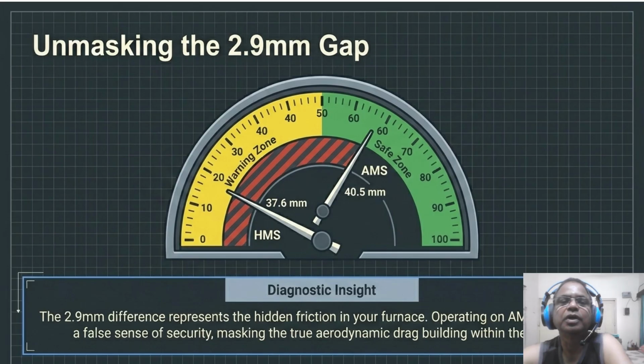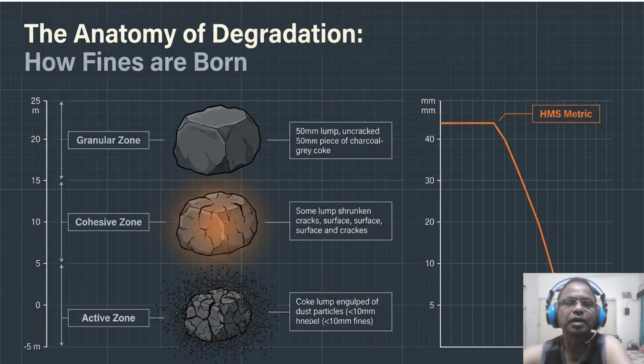In the granular zone, the lump is uncracked and grey, and as it enters the cohesive zone at around 10 to 15 meters down, the lump begins to shrink and develop surface cracks. By the time it reaches the active zone, it is engulfed in dust particles and fines smaller than 10 millimeters. So notice the crash on the graph. The HMS stays steady until the cohesive zone and then it drops like a stone.